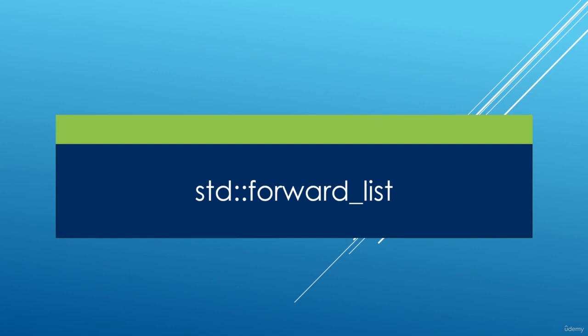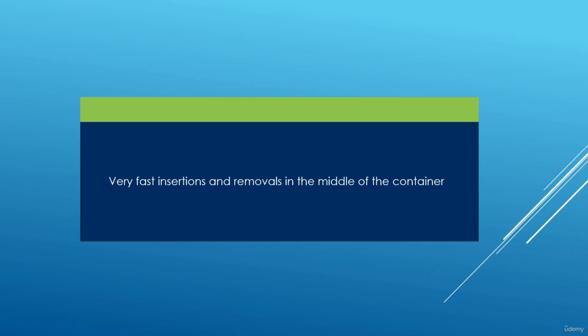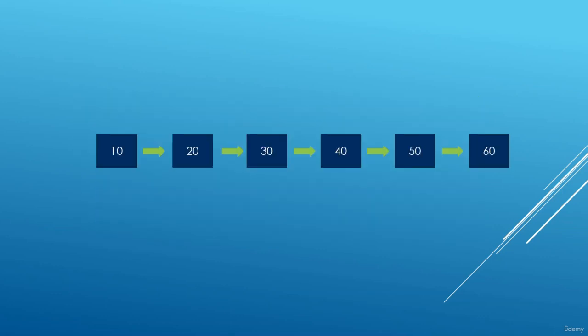In this lecture, we're going to learn about the std::forward_list container. This is a container designed to provide very fast insertions and removals anywhere in the container, including the middle of the container, which is really problematic because we have to move elements around. The std::forward_list container is able to do that because of how it stores data internally.